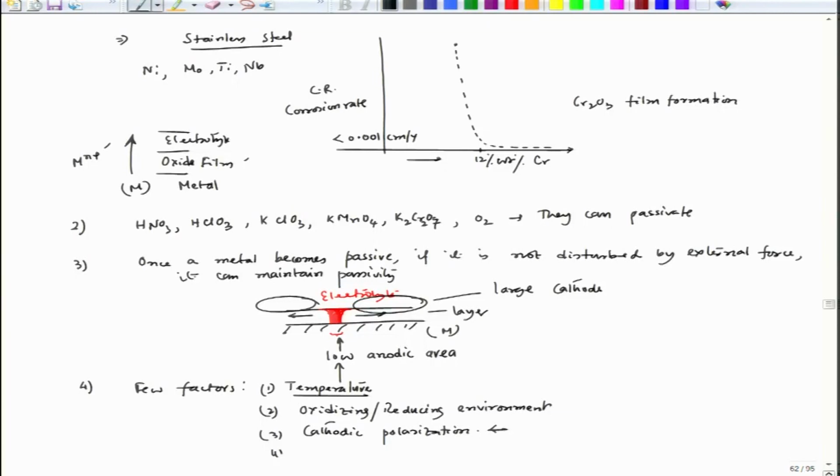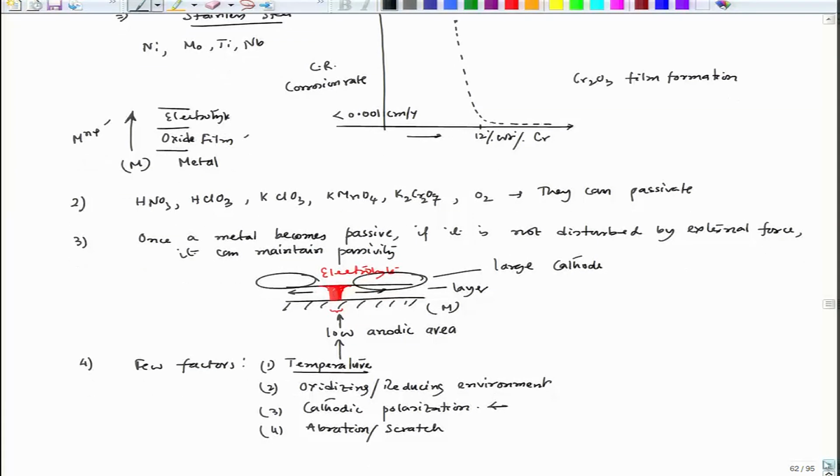And of course, next is abrasion or scratch. These are the mechanical effects which can lead to breakdown of passivity. And finally, there are many other factors, I am just pointing out some important aspects. Finally, ennoblement.